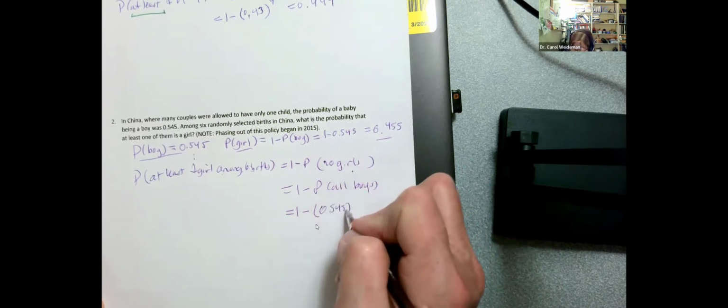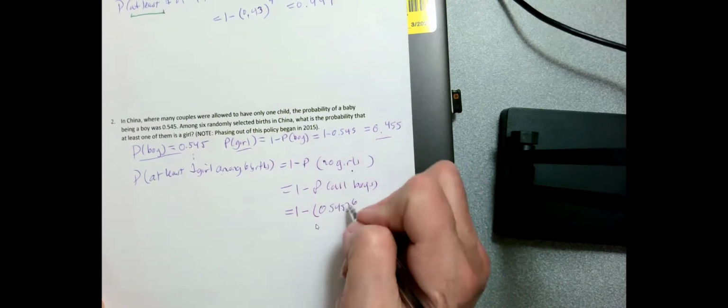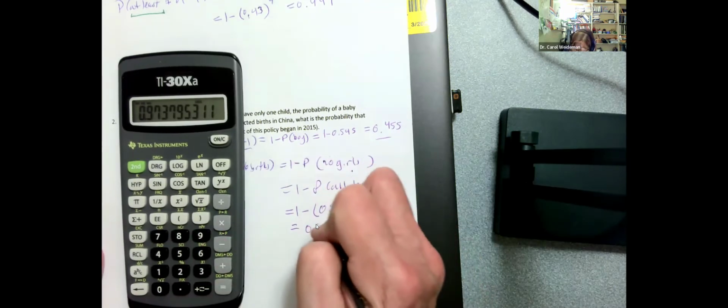So this becomes 1 minus, and we know the probability of a boy is 0.545, and we have 6 births. So let's go ahead and do that in our calculator. I'll do it in my TI-30. So I'm going to take 1 minus 0.545, raise it to the 6th power, and I get 0.973. So even though the probability of getting a boy was higher than 50% among 6 births, the probability of getting at least one girl was pretty high, 0.973.